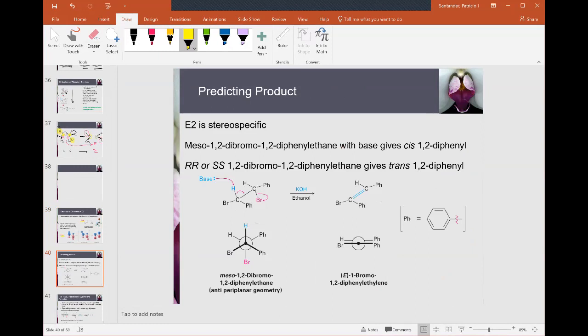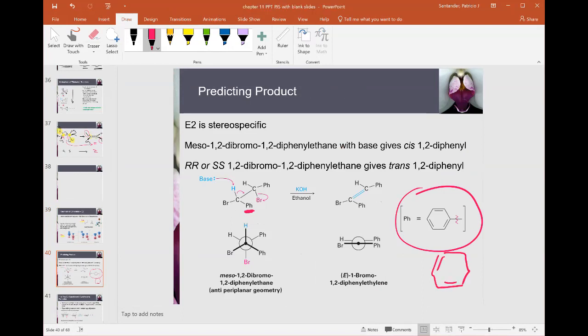Here we have yet one more example. So here we have this compound where we have the phenyl group here, and that is the way we abbreviate phenyl. When you have a benzene ring as a substituent, we can abbreviate that as simply Ph. So there we have a phenyl group, and then here we have another phenyl group. And there you can see that the two phenyl groups are on the same side of the molecule. So once we have abstraction of the proton and departure of the bromine, the two phenyl groups will remain on the same side.